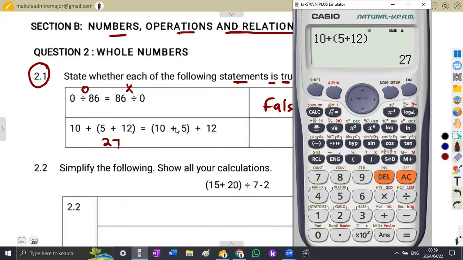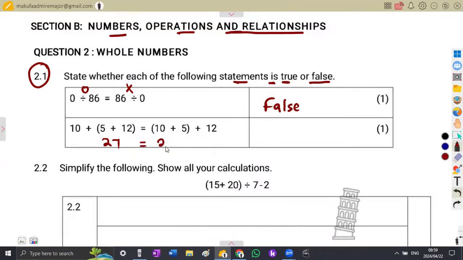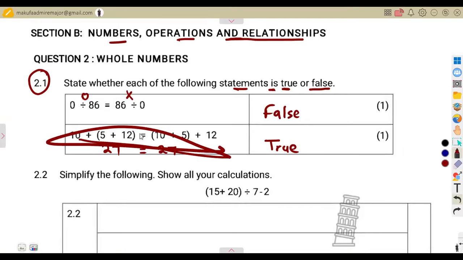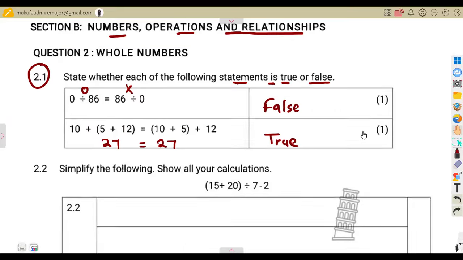On the right-hand side, how is it given? Open a bracket, 10 plus 5. Close the bracket. Plus 12. What are you going to have? 27 again. So 27 is equal to 27. So is it true? Yes, this is true. The left-hand side is equal to the right-hand side. So these two statements, no matter they are written in different ways, are the same. They give us the same answers. So it is true.